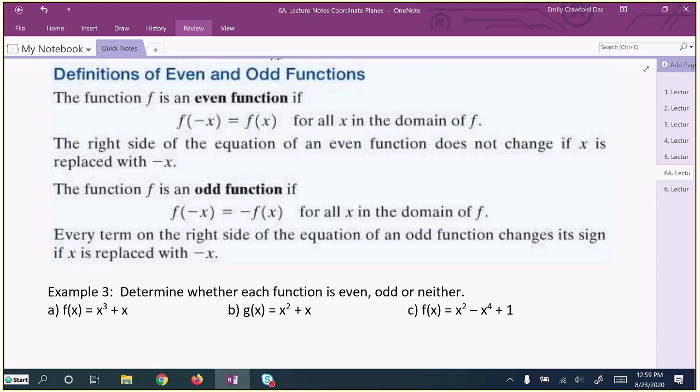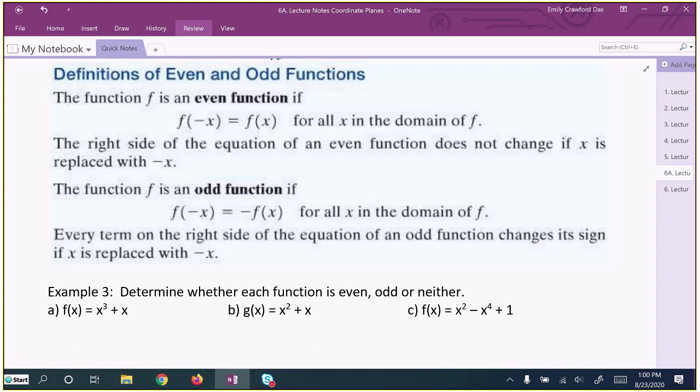Now let's introduce a new topic for our class, which is evenness and oddness of functions. So first we have the definition of an even function and the definition of an odd function. The function f is an even function if f of negative x is equal to f of x for all x in the domain. The right side of the equation of an even function does not change if x is replaced by negative x. The function f is an odd function if f of negative x is negative f of x for all x in the domain. Every term on the right side of the equation of an odd function changes its sign if x is replaced by negative x.